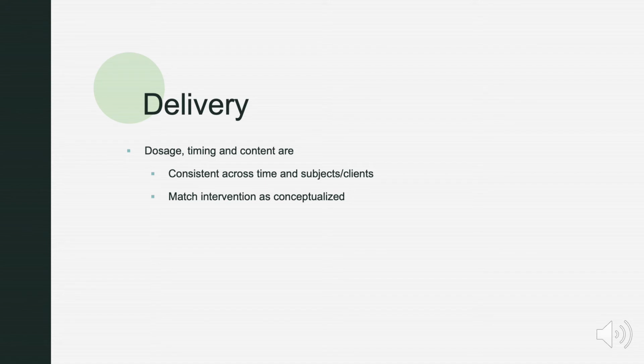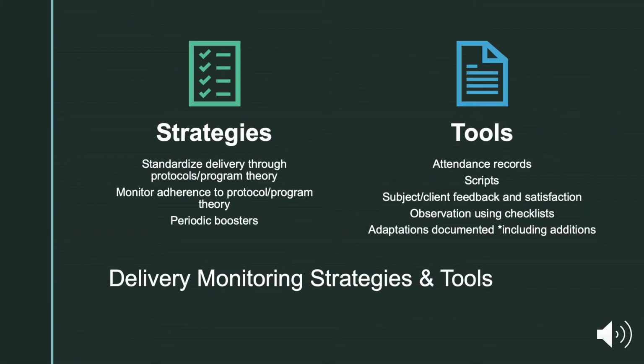So when we think about program delivery, this goes hand in hand with training. Are the dosage, timing, and content consistent across time and across the people who are receiving it? And again, is it being delivered as it was conceptualized in the design? And here's where, again, having a manual or some kind of guideline or protocol is helpful for maintaining fidelity on an ongoing basis. That way, the evaluators can monitor whether the program is being delivered as designed. And again, periodic boosters for training may be of benefit.